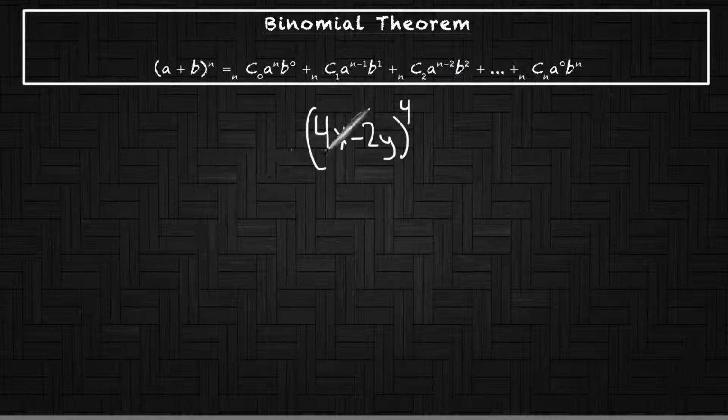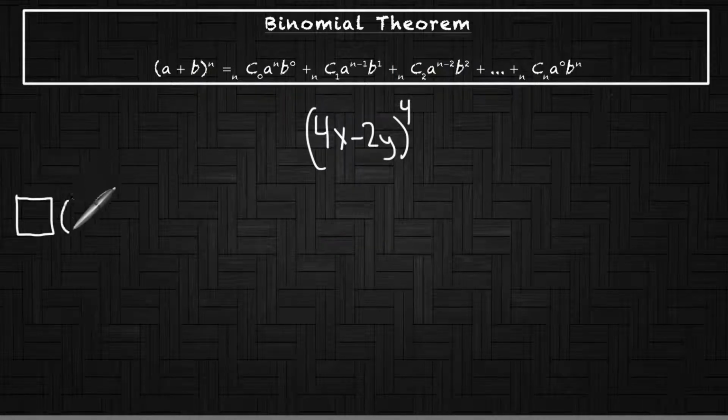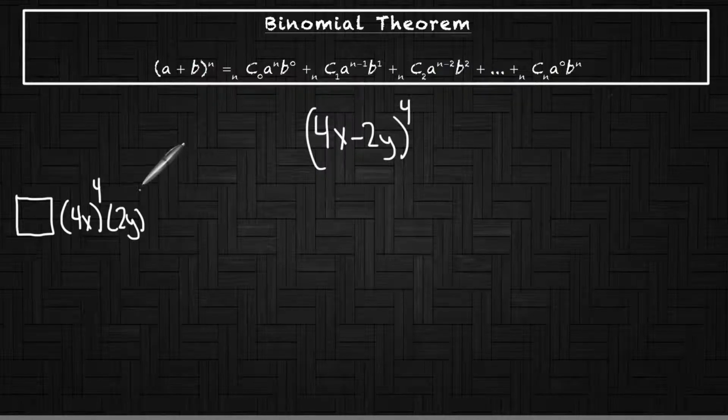All right, this is the third time we've seen this, so we should be really good at it now. So we're going to take 4x minus 2y to the 4th power. The first thing we're going to do is put some boxes, and we're going to take the first term in the parentheses, 4x, raise it to the 4th, and then take the 2y and raise that to the 0 power. Then we recognize that there's a minus here, so that's going to make the terms alternate. You have to remember that.